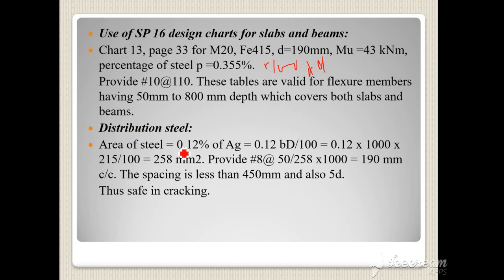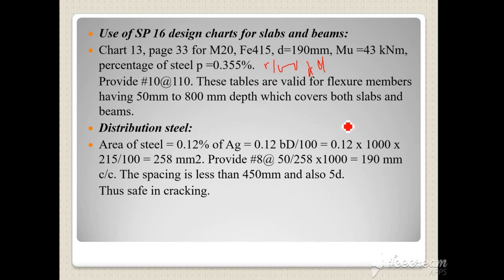For distribution steel, the minimum reinforcement is 0.12% of Ag. Ag is the gross area, 0.12 B into D, where D is the overall depth, divided by 100 because this is in percentage. So 0.12 into 1000 into 215 divided by 100 is coming around 258 mm square. So we are providing an 8 mm bar: the area of a single 8 mm bar divided by Ast required, into 1000, because this is your B. So the spacing is coming around 190 mm center to center.